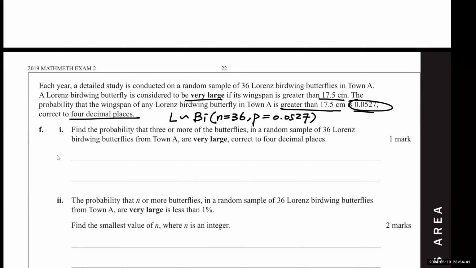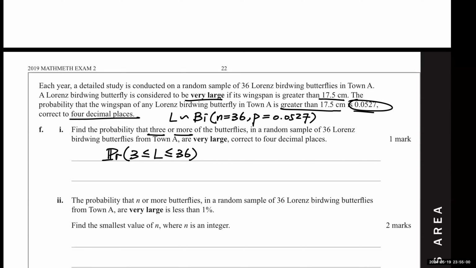So actually, 3 or more. L is larger than or equal to 3, less than or equal to 36. So this is using the binom CDF, okay?